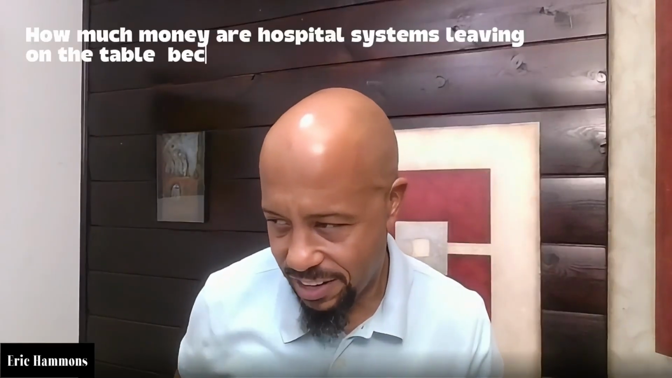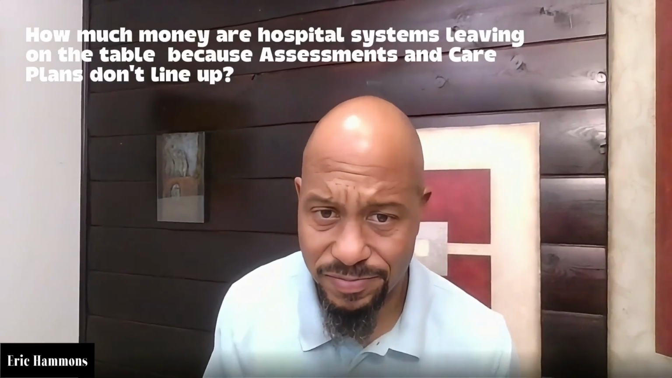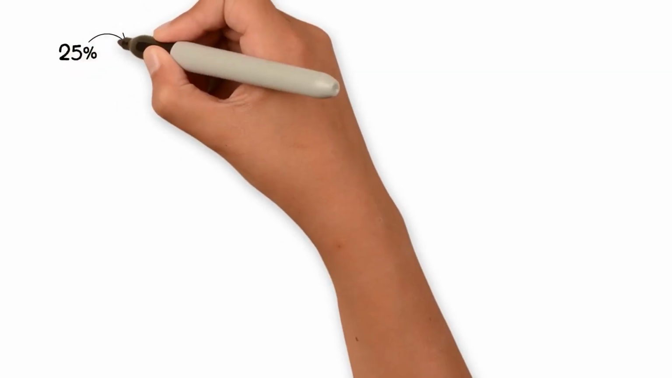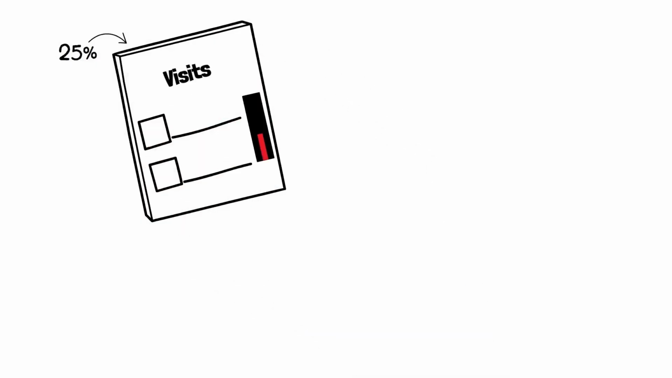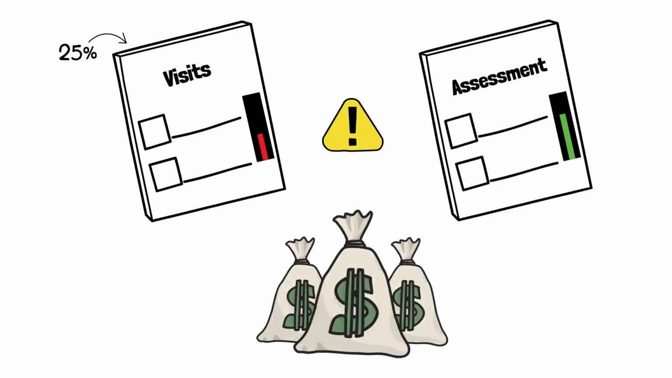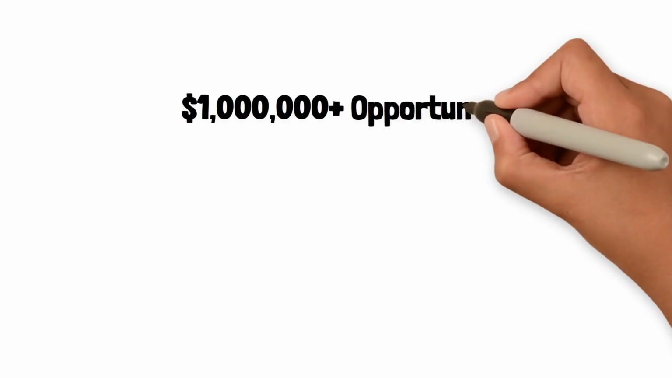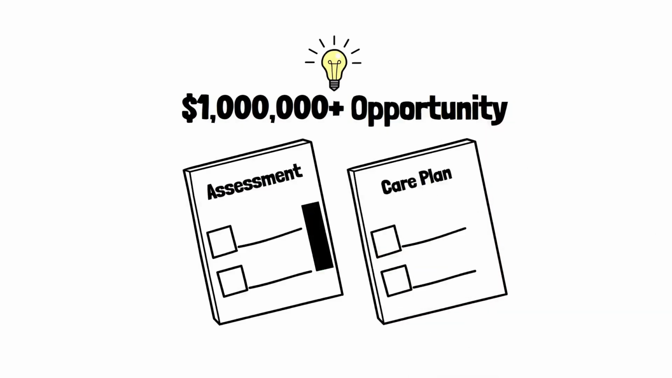And I would imagine a lot of systems you've seen don't line those pieces up. Is that correct? Oh, absolutely. And we see some where we quantify that difference from the national average, and it's not uncommon to see agencies, large agencies, that are 25% off in the number of visits they're putting to it versus their scoring, and that amounts to a lot of money. It's not uncommon to see an agency with $1 million plus opportunities just in lining up the assessment and the care plan.